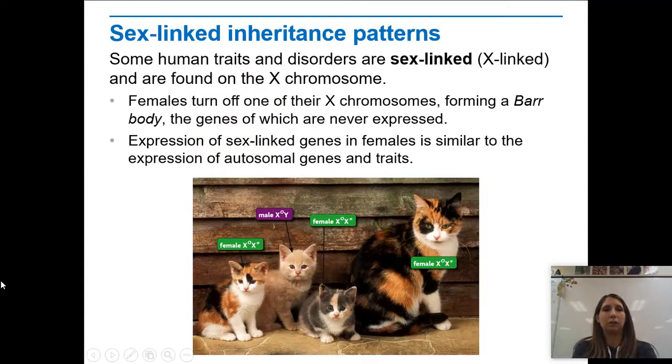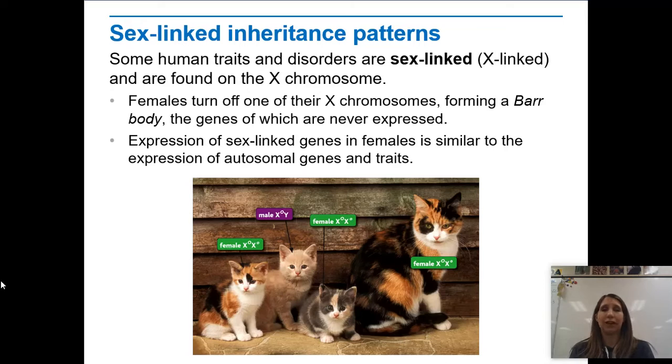Okay, so human traits and disorders, like I said, can be sex-linked and found on that X chromosome. We can do Punnett squares that represent these kind of unique inheritance patterns, and we'll talk about that here in a few minutes. I think I'll pause and pull up a Punnett square to do separately up on the board. But when we talk about sex-linked disorders or sex-linked traits, females can also do some pretty unique things with theirs. So females have the ability to turn off an entire chromosome.